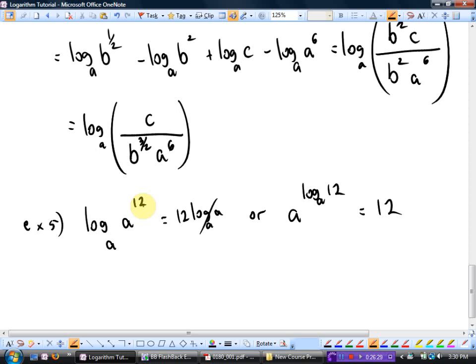Now, one of these is easy. One of these I like way more. Capisce? Verstehst du? Gut.